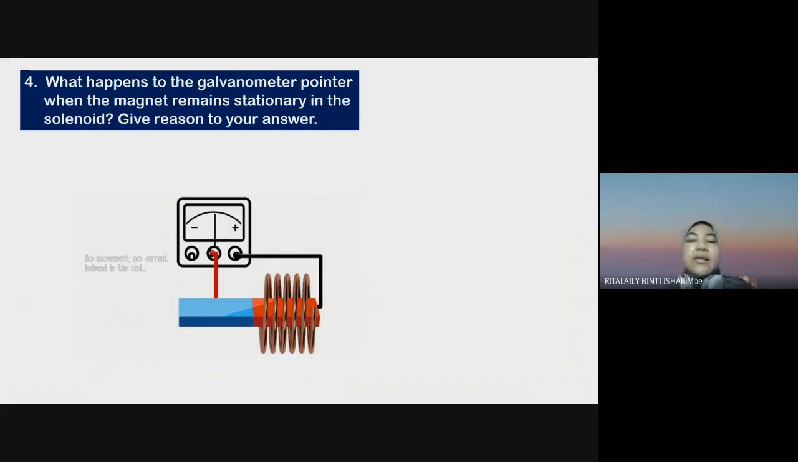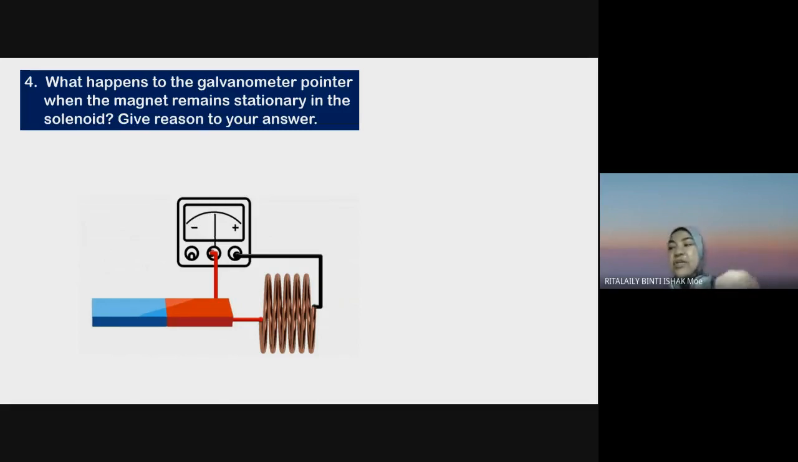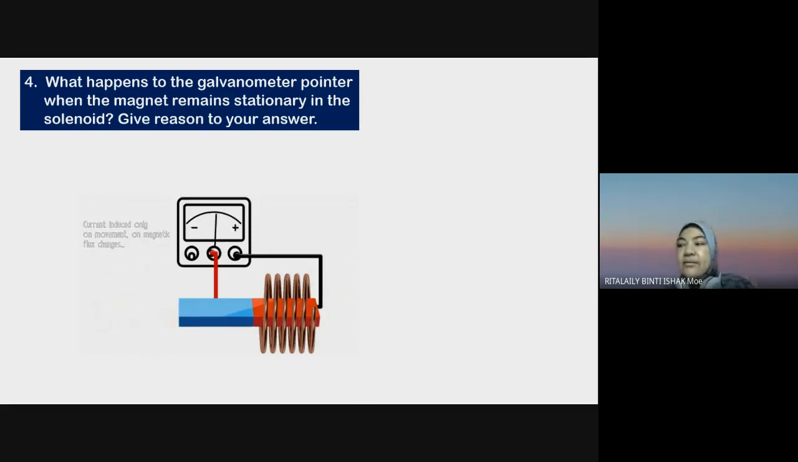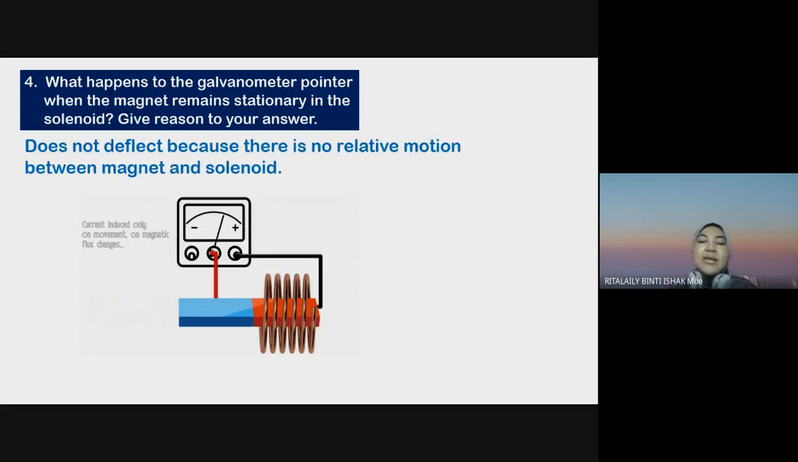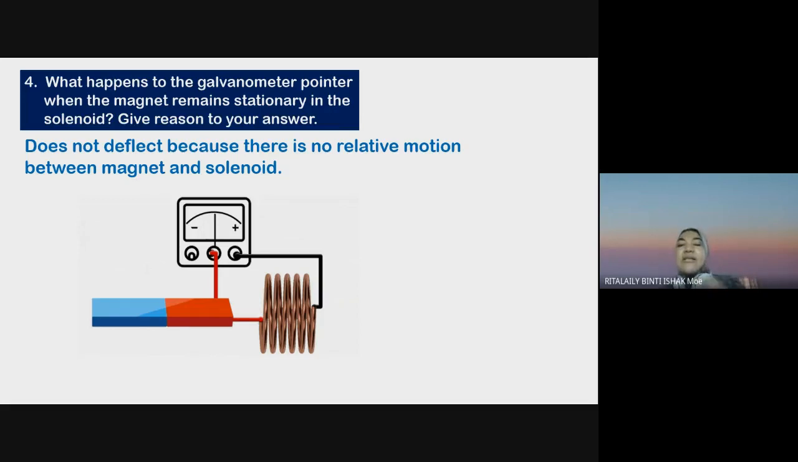What happens to the galvanometer pointer when the magnet remains stationary in the solenoid? As you can see in the animation, the magnet is pushed in, then it stops, and then it is pulled out. When the magnet is in the solenoid and stationary, what happens to the galvanometer pointer? Any response? There is no deflection of the galvanometer. It does not deflect because there is no relative motion between the magnet and solenoid. Thus, there will be no cutting of magnetic flux.